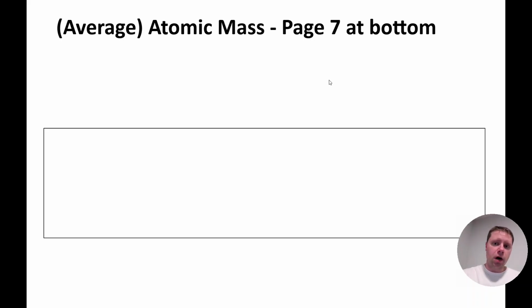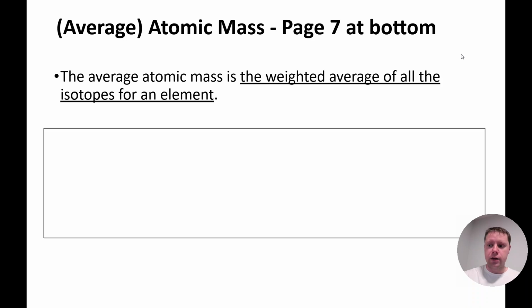All right, now that you're at the bottom of page 7, go ahead and write in your definition for what average atomic mass is. Average atomic mass is the weighted average of all the isotopes for an element.